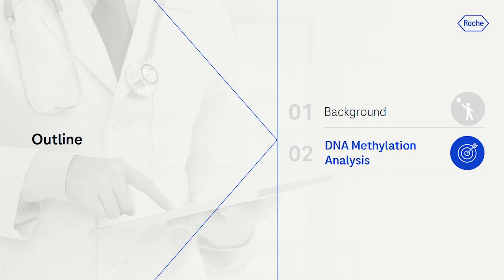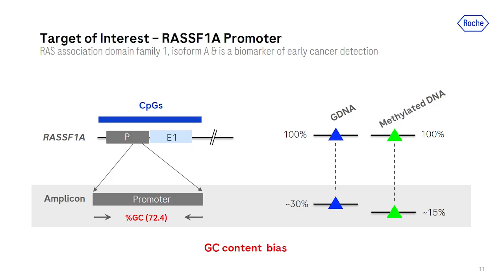Next, DNA methylation analysis will be mentioned. The target of interest in this study is Ras family 1 isoform A, RASSF1A, which is a well-known tumor suppressor gene that is apparently methylated in many human cancers. Hypermethylation of the RASSF1A promoter CpG island silences expression of the gene in many cancers, such as lung, breast, and neuroblastoma. The CpG regions in RASSF1A extend from the promoter to exon regions.